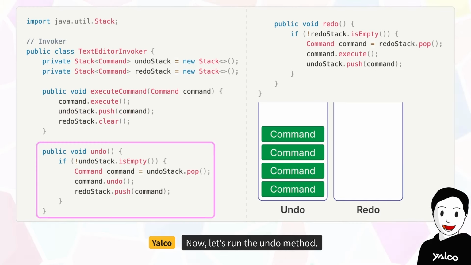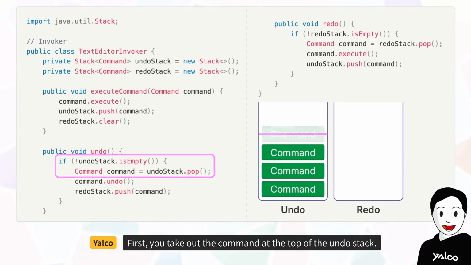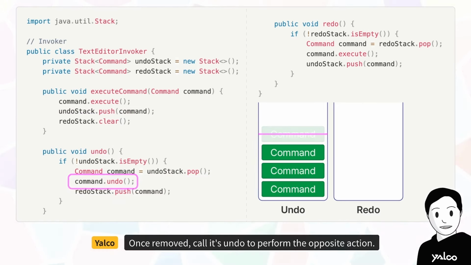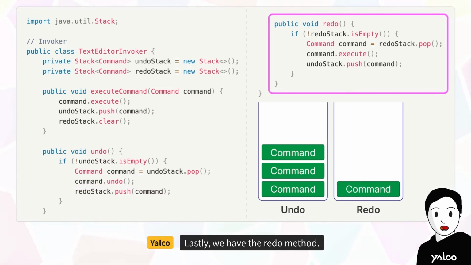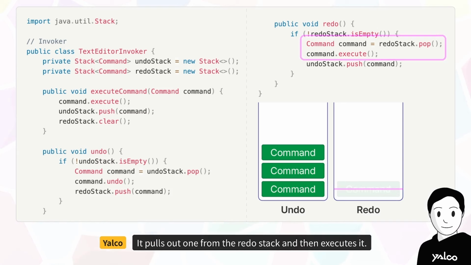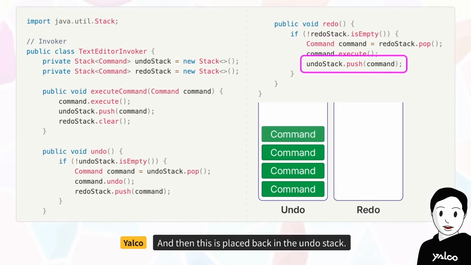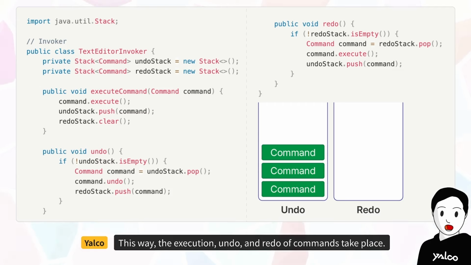Now, let's run the undo method. First, you take out the command at the top of the undo stack. Once removed, call its undo to perform the opposite action. And so you can revert it with a redo, you add it to the redo stack. Lastly, we have the redo method. It pulls out one from the redo stack and then executes it. And then this is placed back in the undo stack. This way, the execution, undo, and redo of commands take place.